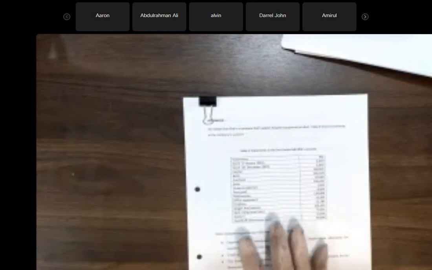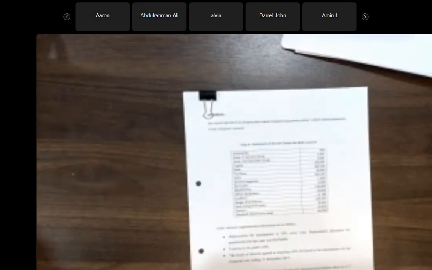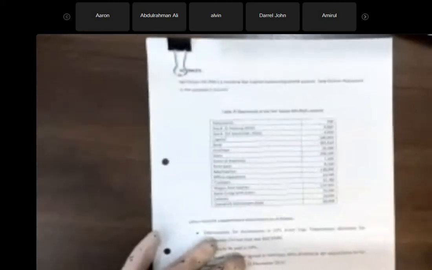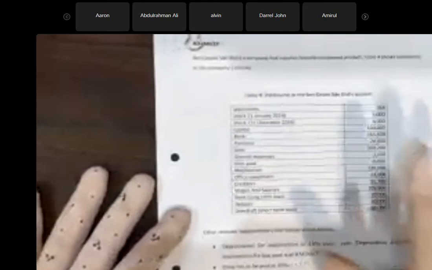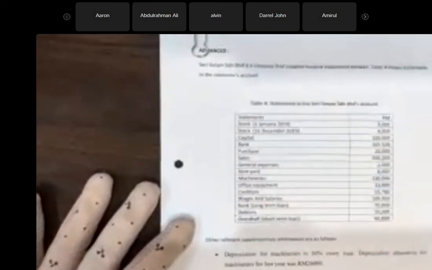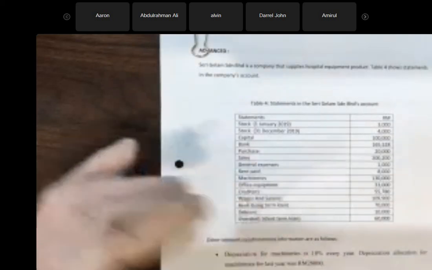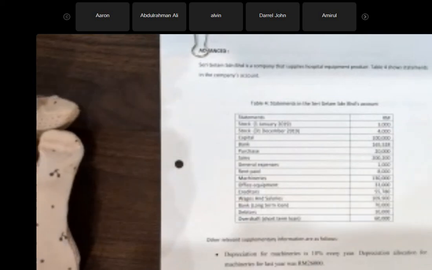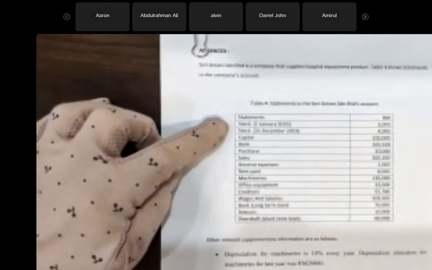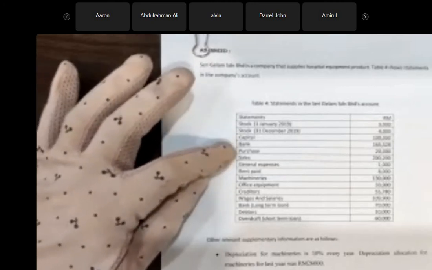Srigelam is a company that supplies hospital equipment product. Table 4 shows statement in the company's account. Okay, you have stock. So this one is start stock and end stock, capital, bank, purchases, general.